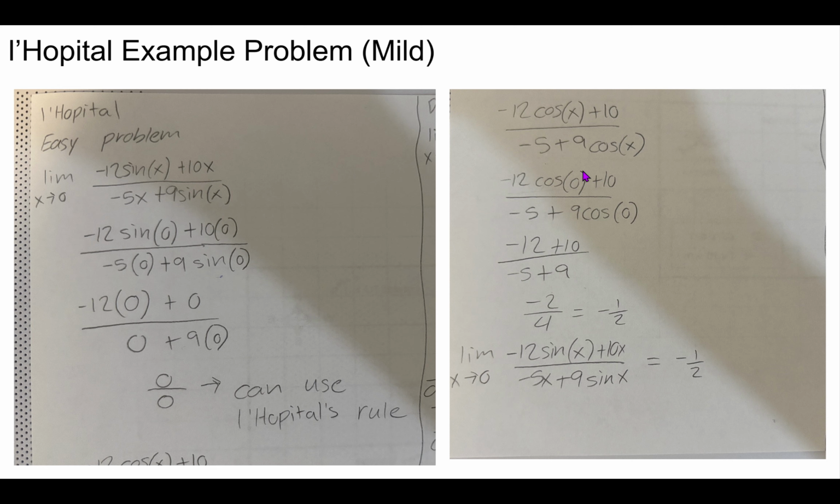So now we plug in 0 again. This time we plug in 0 here and here. And after some simplification and arithmetic, we get the answer negative 1 over 2. Therefore, since we followed all the correct steps and requirements to L'Hopital's rule, we can say that the limit of x as it reaches 0 for our original equation, negative 12 sine x plus 10x divided by negative 5x plus 9 sine x is equal to negative 1/2.